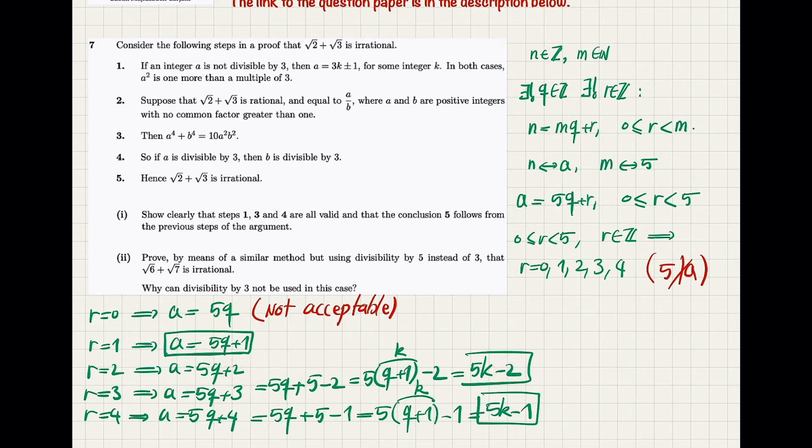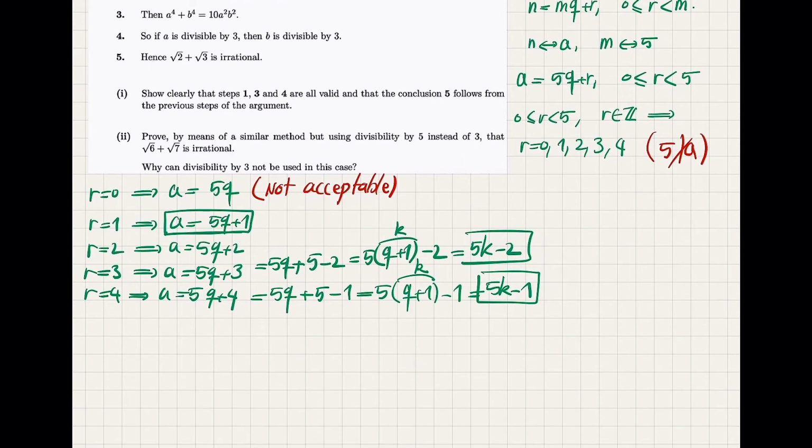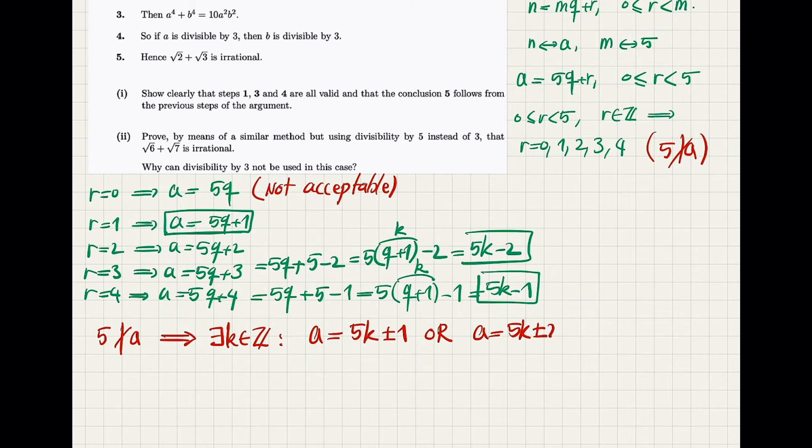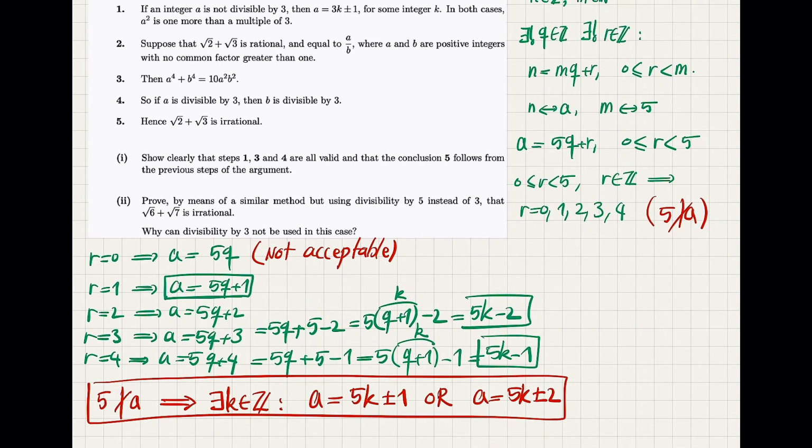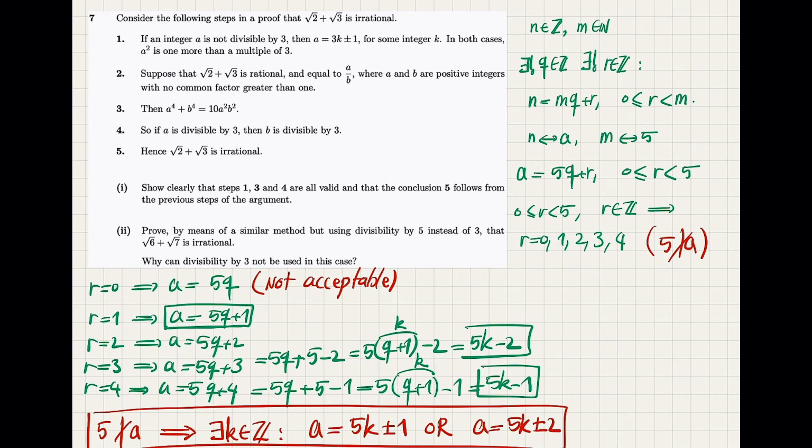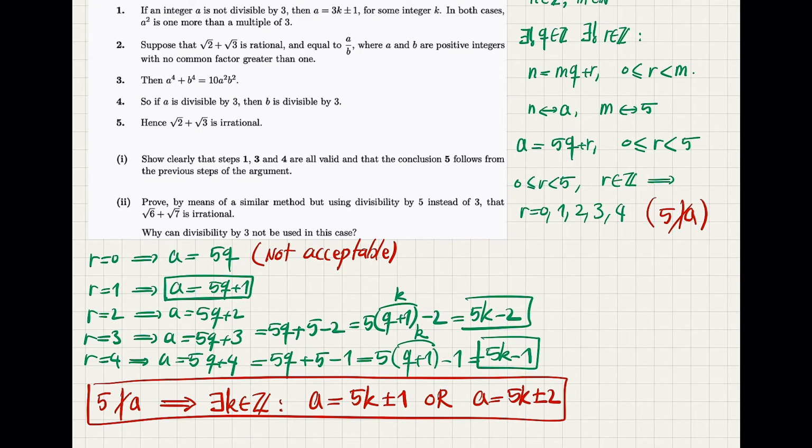So the bottom line is that if a is not divisible by 5, then there exists a k in Z such that a is equal to 5k plus or minus 1, or a is equal to 5k plus or minus 2. So that is the analog of statement number 1 if I want to consider divisibility by 5 instead of divisibility by 3.